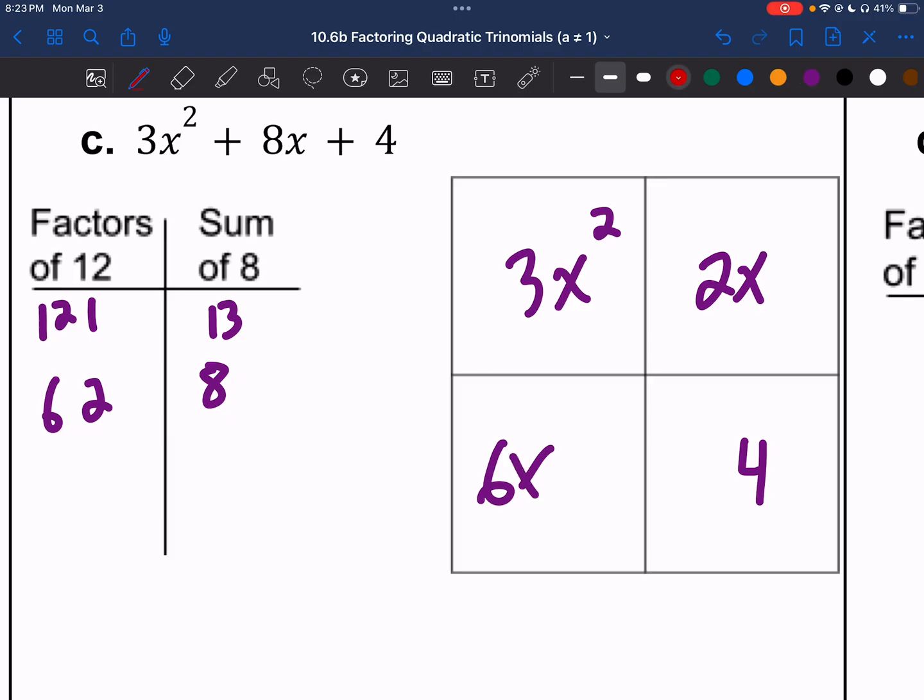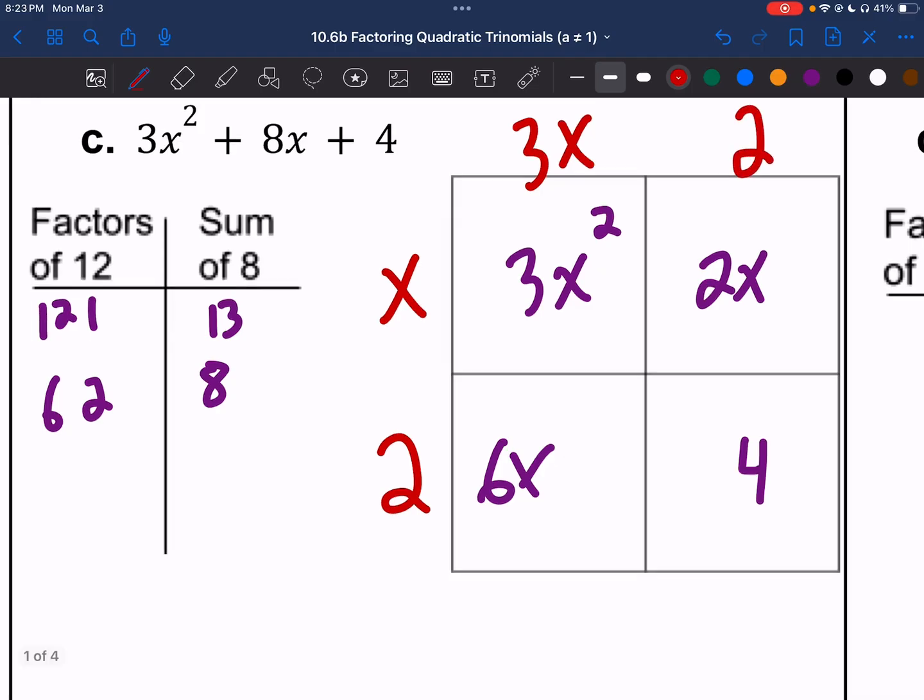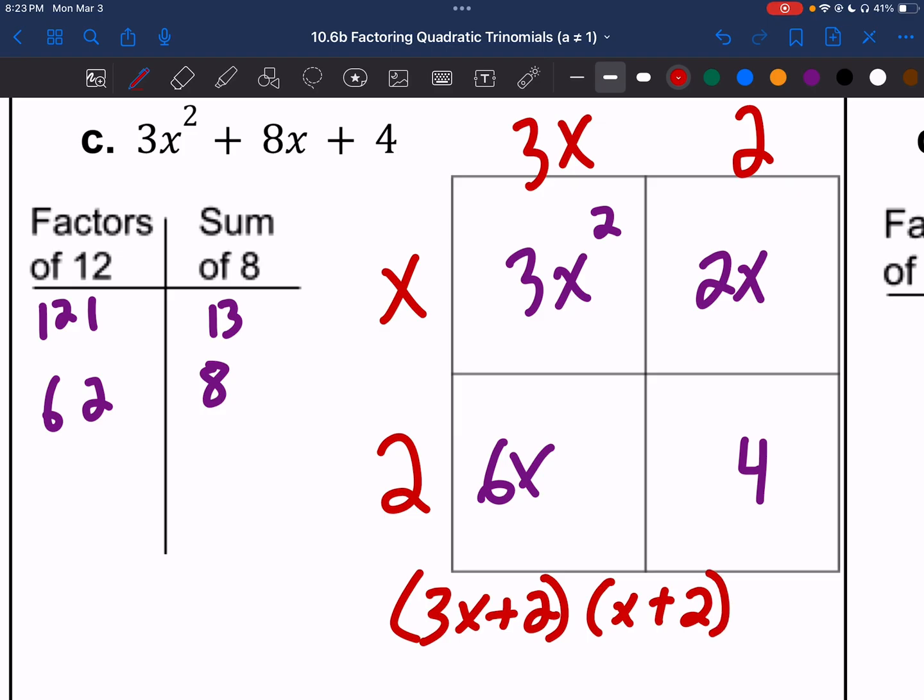All right, my first row, 3x squared and 2x, common factor is an x. My second row, 6x and 4, common factor is a 2. First column, we've got 3x squared and 6x, common factor is a 3x. And my second column, we have 2x and we have a 4, so my common factor is a 2. And so I'm left with 3x plus 2 times x plus 2. Okay, 3x plus 2 times x plus 2. And that is our simplified form.